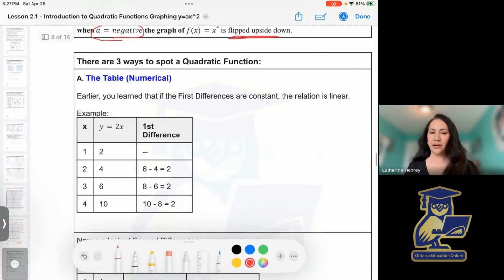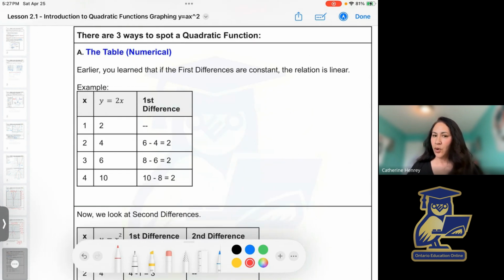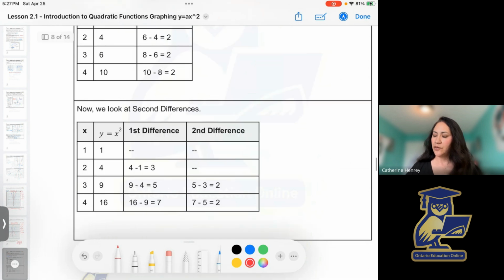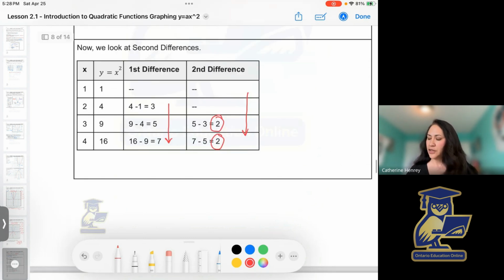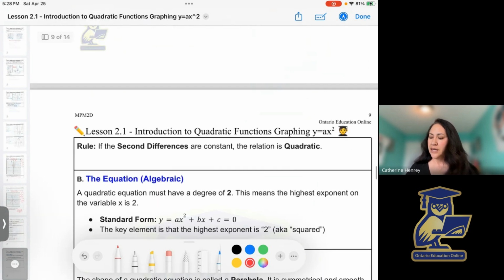3 ways to spot a quadratic. First of all, you learned the first differences for a linear relationship, and if the first differences are all the same, then you have something linear. But for a quadratic, the first differences are not the same. And so what we do is we check the second differences. And if the second differences come out to be the same, then you have a quadratic function. So if the second differences are constant, then the relation is quadratic. So that's one way to recognize a quadratic.